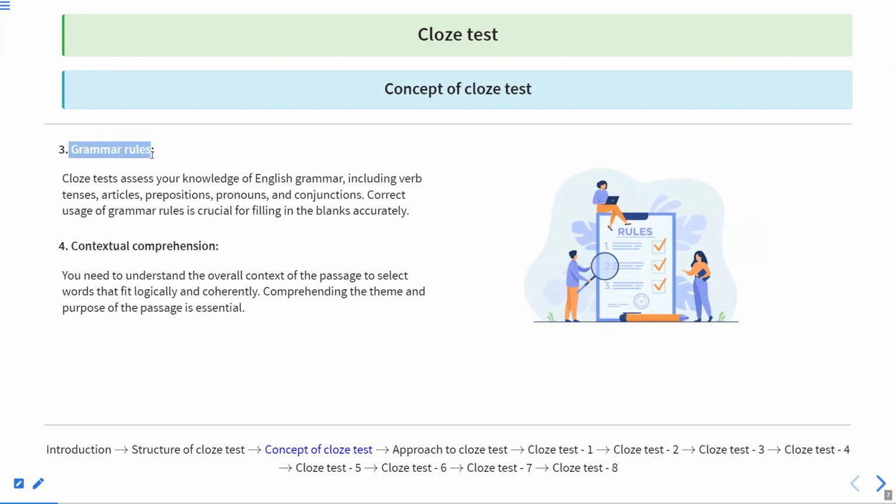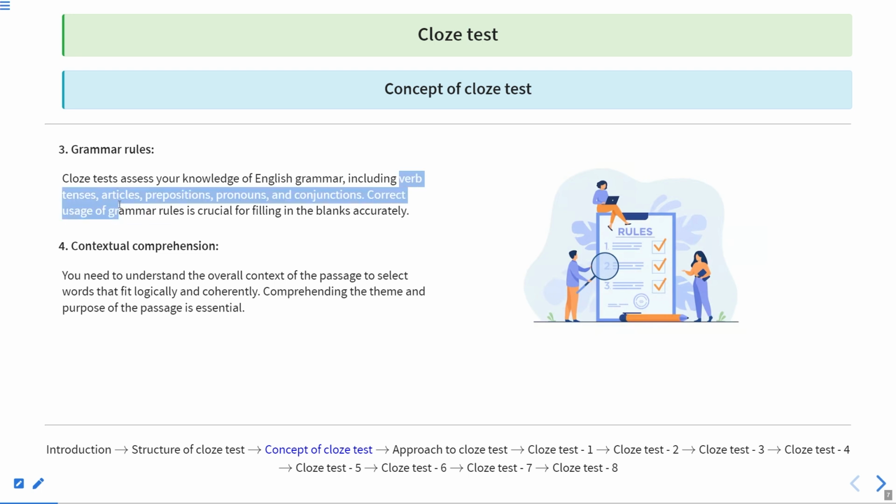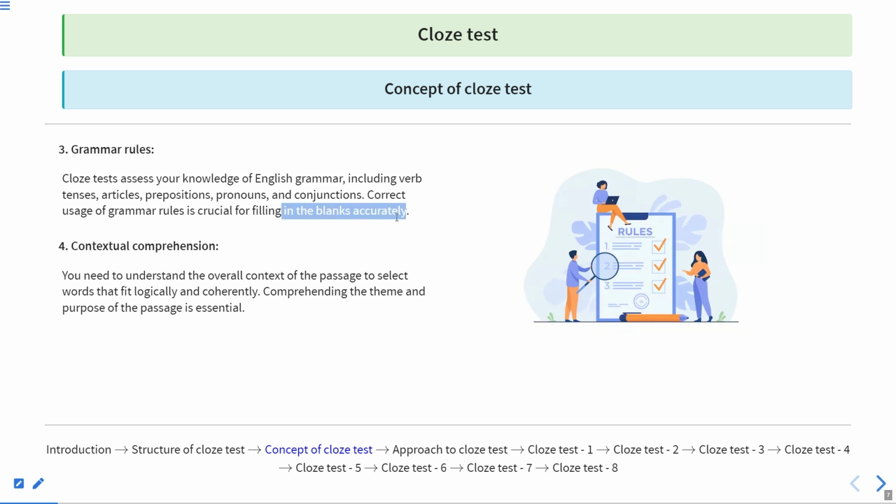Third thing which can be tested is grammar rules. Cloze test will typically assess our knowledge of English grammar. This means knowledge of verb tenses, knowledge of articles, knowledge of prepositions, knowledge of pronouns, and conjunctions. So correct usage of grammar rules is crucial for filling in the blanks accurately. So once we know these grammar rules, then we can apply our knowledge of English grammar to make the right choice for the missing words in cloze test.